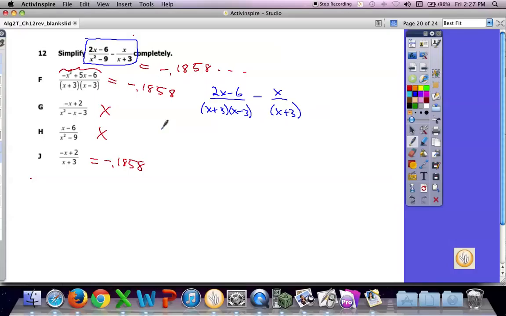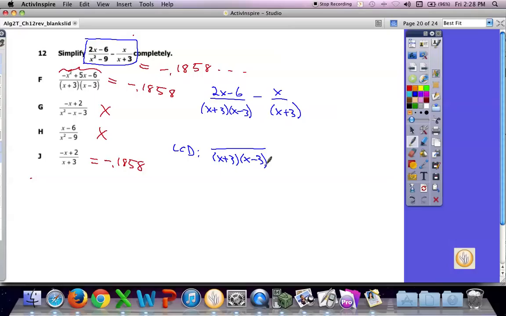Okay, then what? What do you need whenever you add or subtract fractions? You need a common denominator, right? How do we find the common denominator for these rational expressions? You write down every factor that you see, right? X plus 3, x minus 3, right? You jump to the other fraction, and you got an x plus 3.